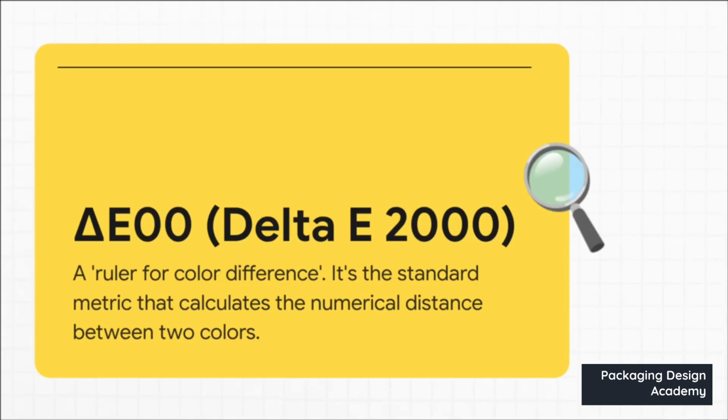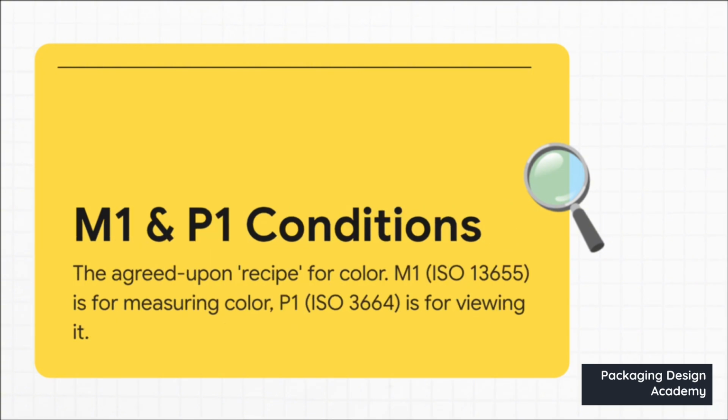Okay, first up, and this is probably the most important thing you'll need to know, Delta E 2000, or as everyone calls it, Delta E. The absolute easiest way to think about it is as a ruler, but for color. It literally puts a number on the distance between the color you wanted and the color you got. All you have to remember is, the smaller the number, the closer the match. This is our foundation.